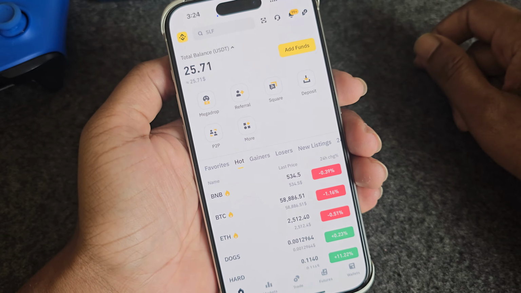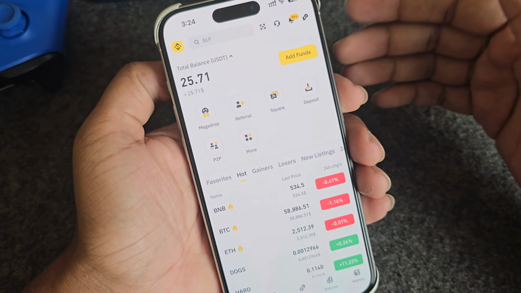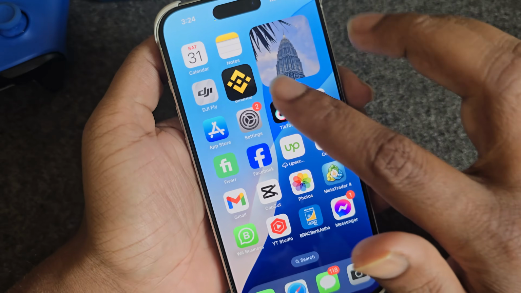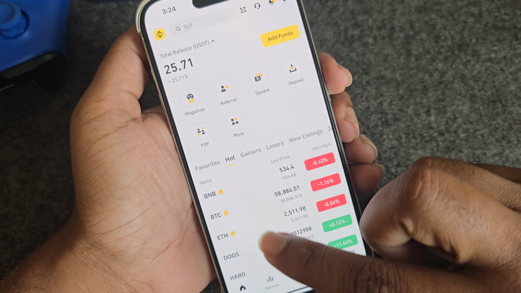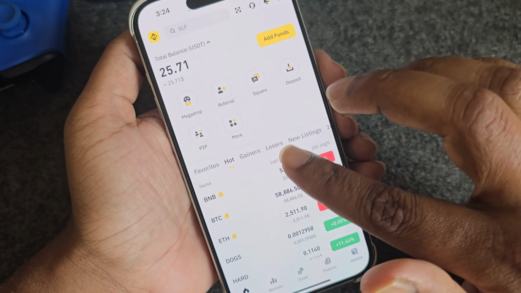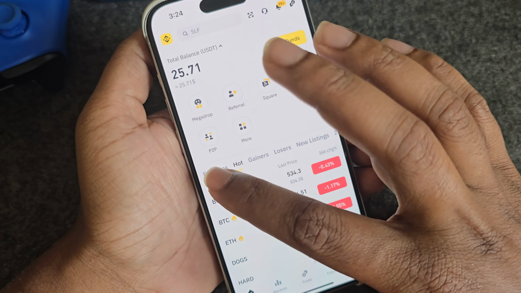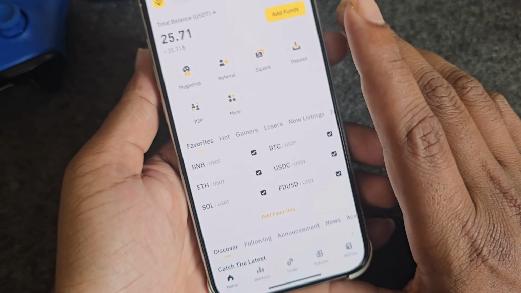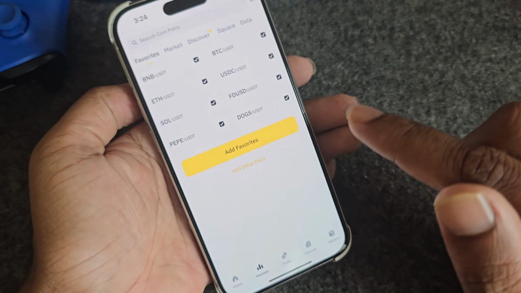In this video, I'll show you how to buy Ethereum from your Binance account. You see, if you open up your Binance, then you can already see the ETH, Ethereum. But if you don't see this option, then suppose I have $25, then go to the market option.